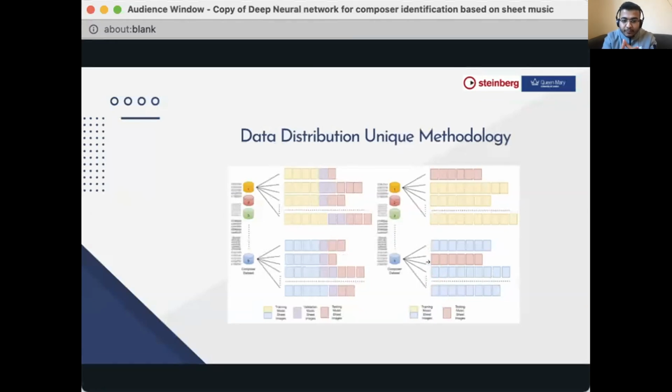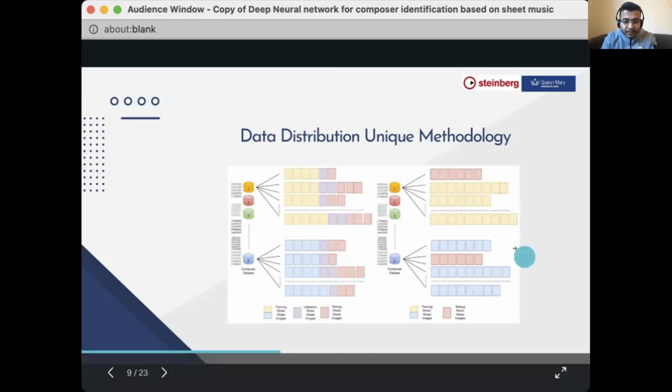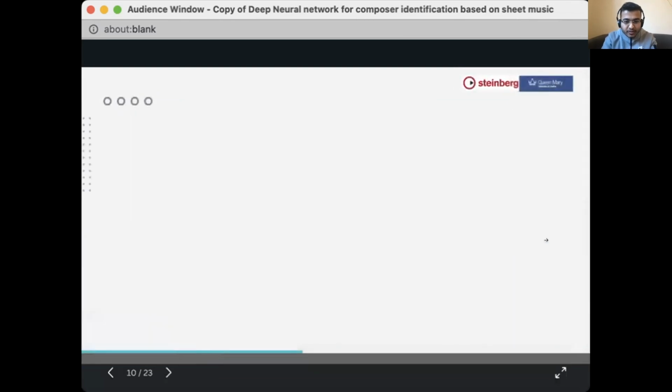So in future work, we are planning to expose only some scores of composers to the training, and keep the whole score from a particular composer aside. We will train on the other musical scores, and we will try to identify the musical style of that composer, in which category it belongs. Currently we are using the data distribution method in which we distribute all the musical scores in equal proportion.